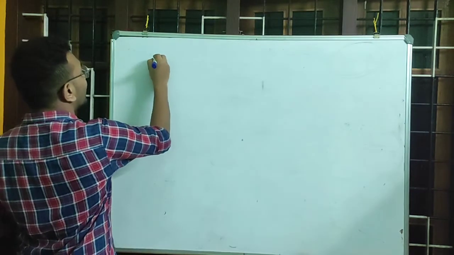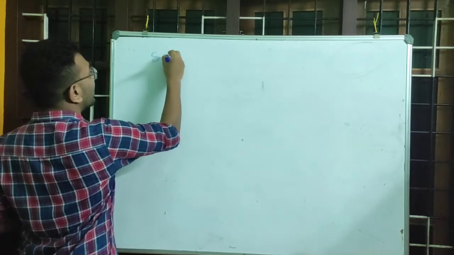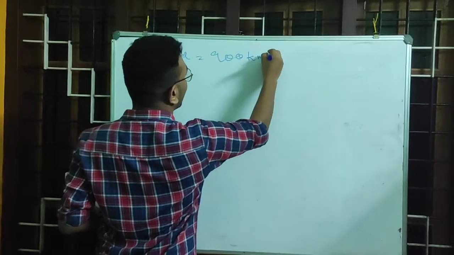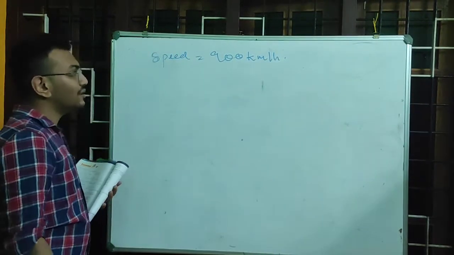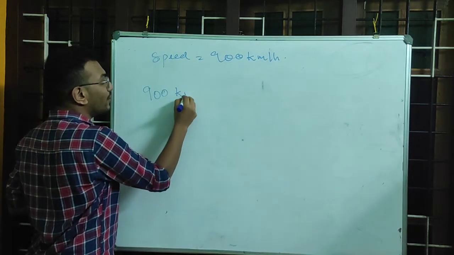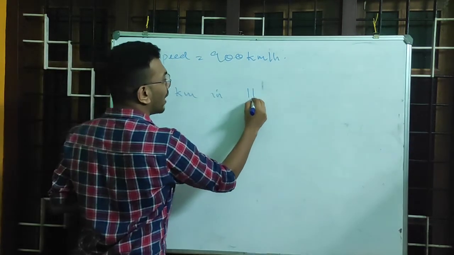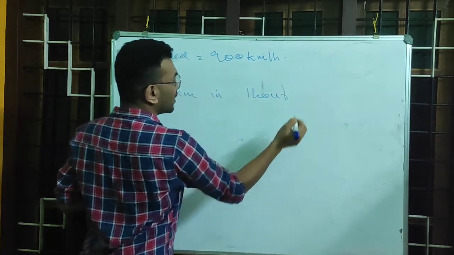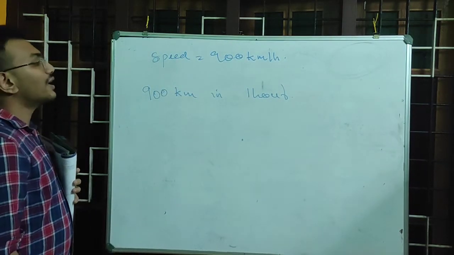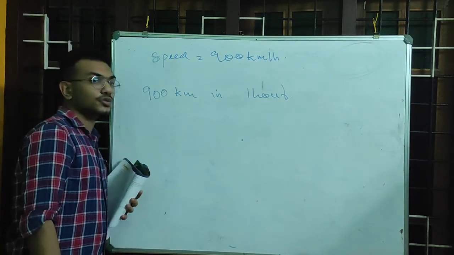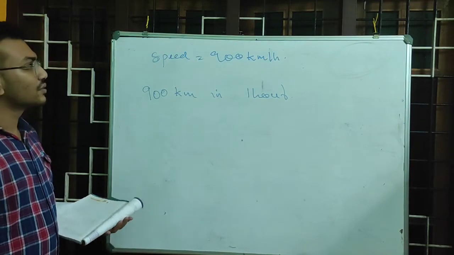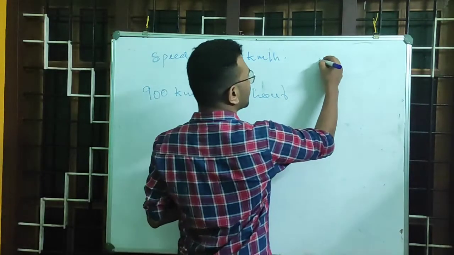So what is the speed given? Speed is equal to 900 km per hour. That means it travels 900 km in 1 hour. Isn't it? It travels 900 km in 1 hour. And it is asked how much distance will it travel in 5 hours. We know speed is equal to distance by time.